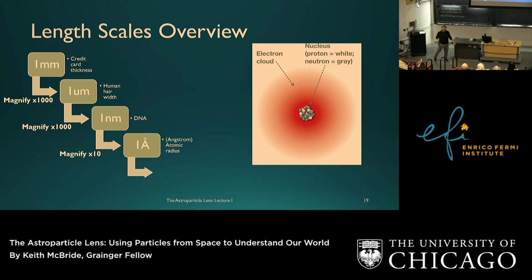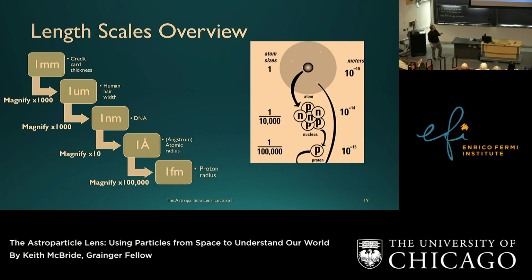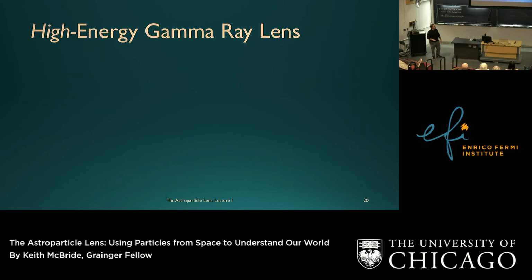So the size of a nucleus is a factor of 10 smaller than that DNA. And you still have to magnify by a factor of 100,000 more on top of that to get to the size of a proton, to get to the femtometer scale. And the picometer is just above this, right? It's somewhere in between, but it's tiny, right? We're talking about the highest energy things. We're talking about gamma rays that are at the wavelength scale that are the size of a proton.